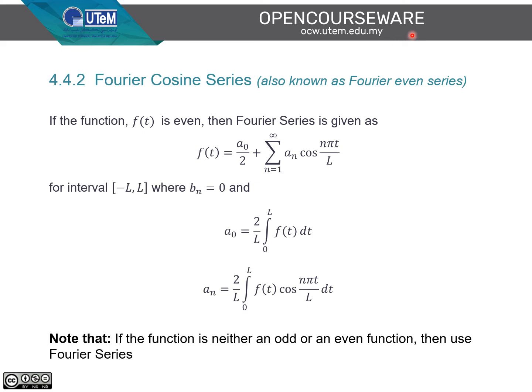Again, I repeat that instead of solving the coefficients in the interval of negative L to L, we solve the coefficients in the half range from 0 to L and multiply by 2. Note that if the function is neither an odd nor an even function, then we use the Fourier series formulas.